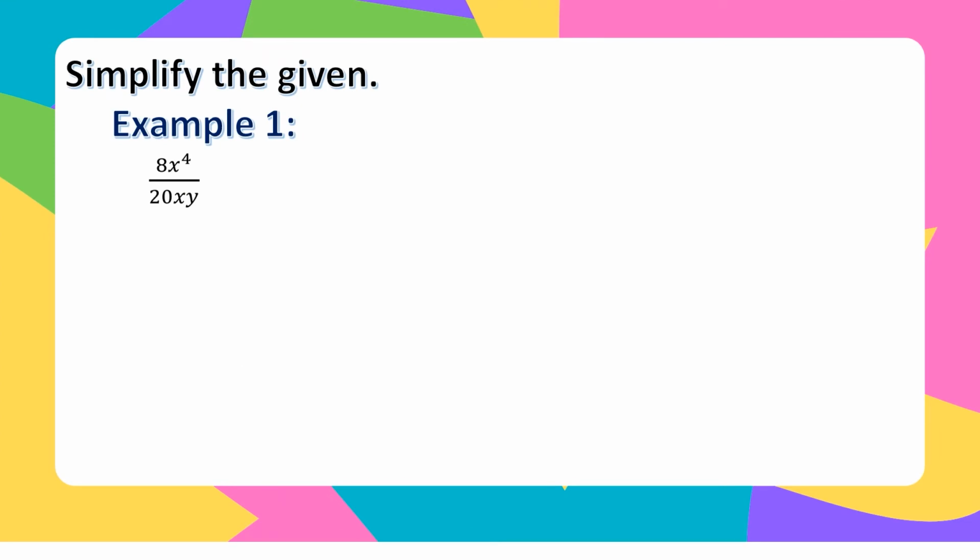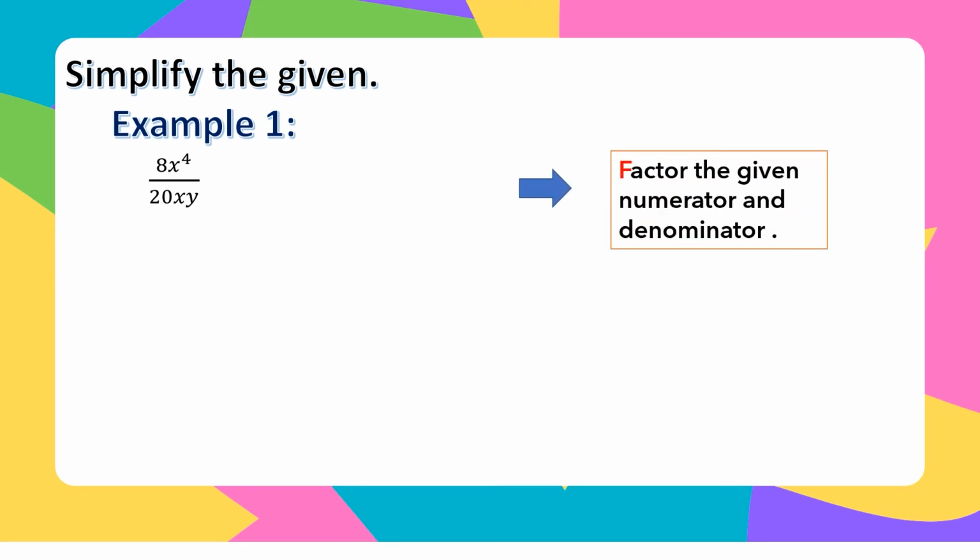Let's have example number 1. Simplify 8x raised to 4 over 20xy. Both are monomials. The first step is factor the given numerator and denominator. The factor of 8x raised to 4 is 2 times 4 times x times x times x times x. And the factor of the denominator 20xy is 5 times 4 times x times y.